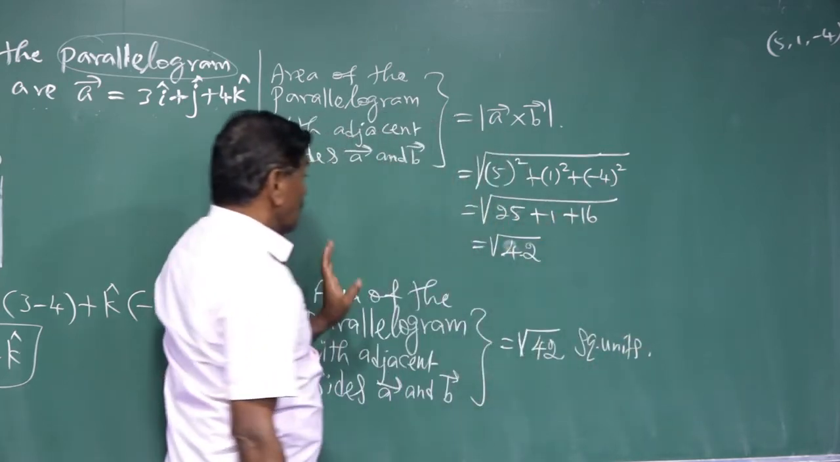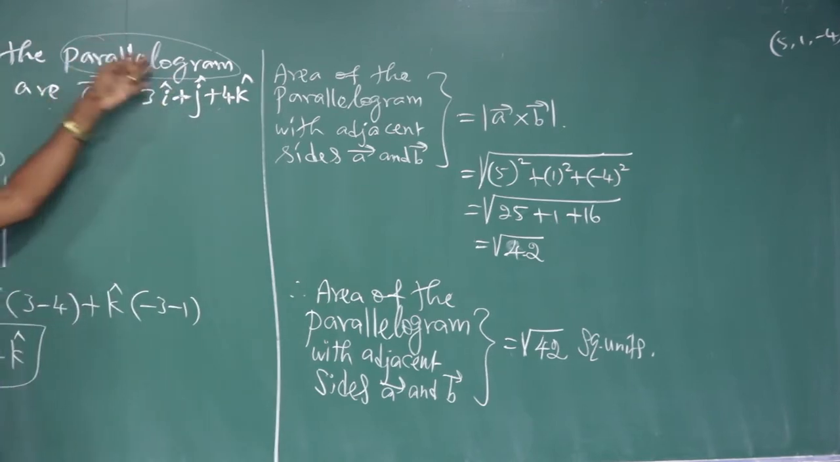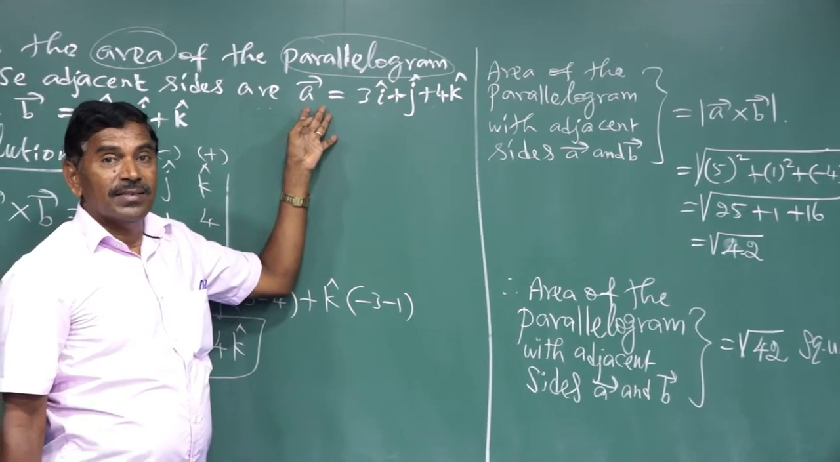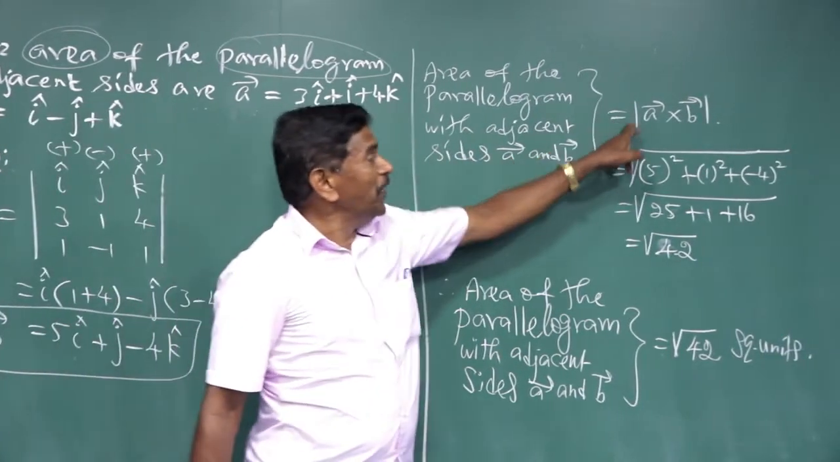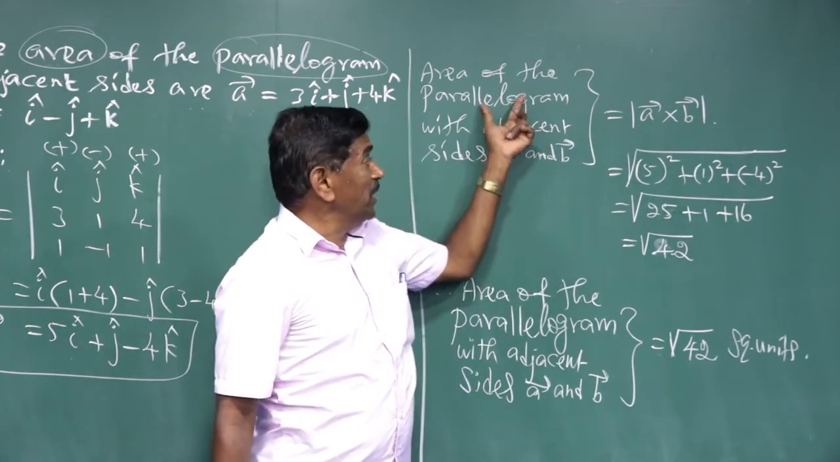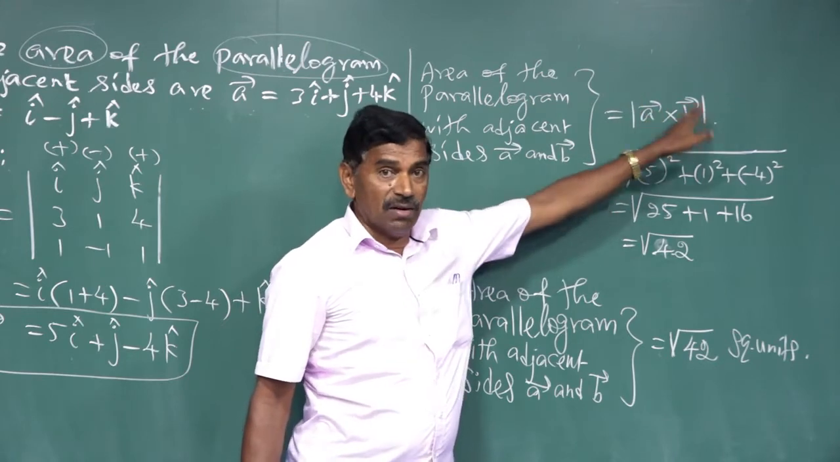Suppose same question, but the keyword is a triangle. Area of the triangle with adjacent sides A vector and B vector is given by the formula? Half into modulus A cross B. Parallelogram means modulus A cross B. Triangle means half into A vector cross B vector.